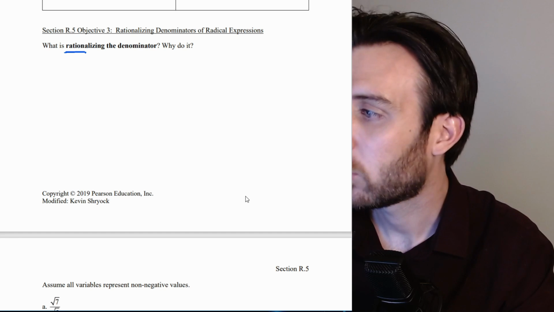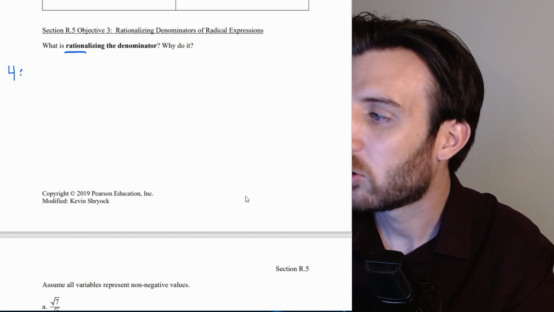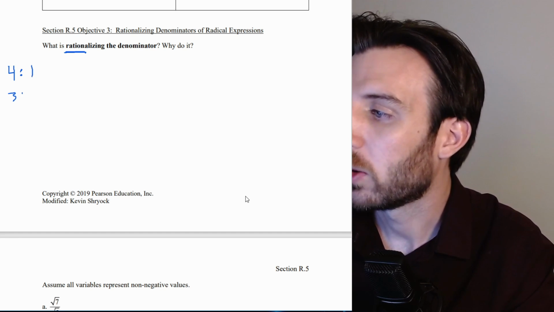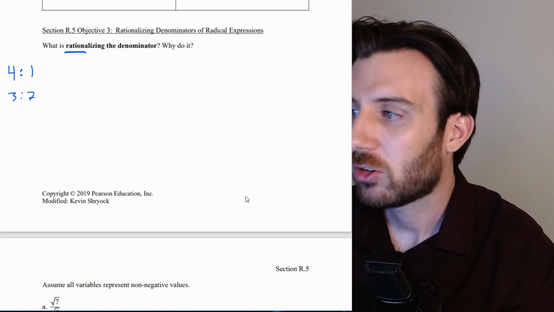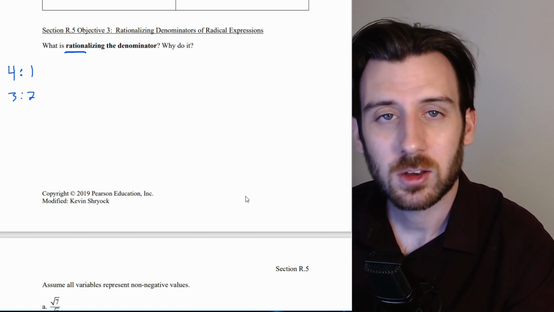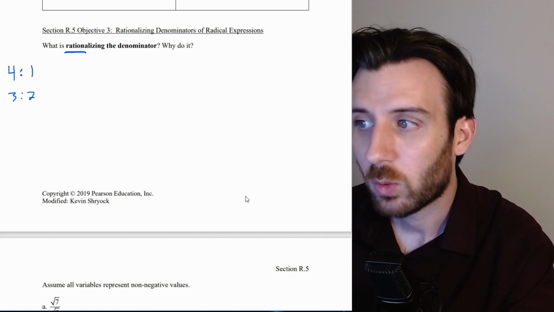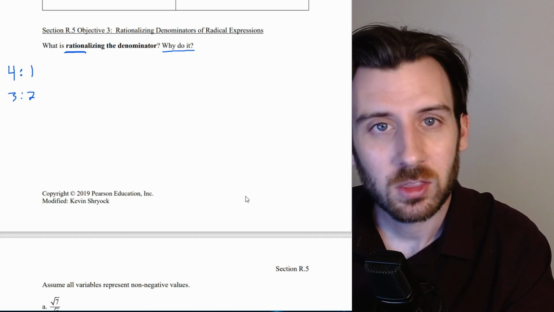And ratios, as we're familiar with, are normally between integer numbers, like 4 to 1 or 3 to 2. So if we talk about rationalizing a denominator, it just means turning a denominator into an integer. And why do we do it? Because it allows us to look at things more simply.